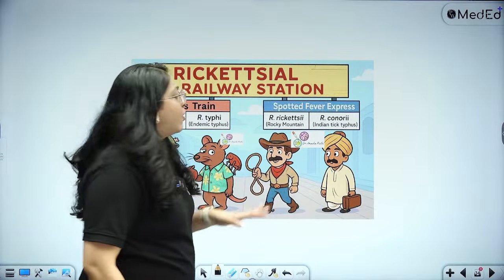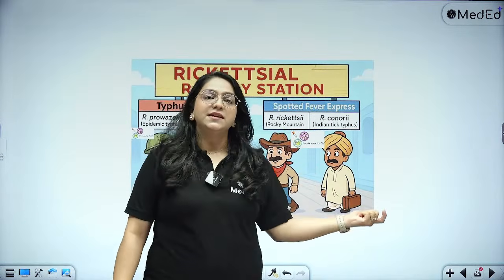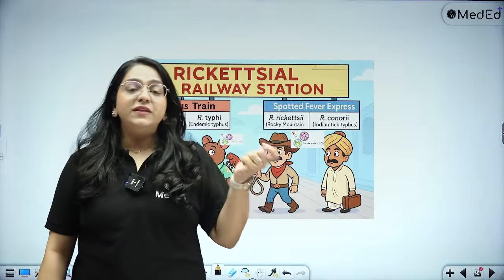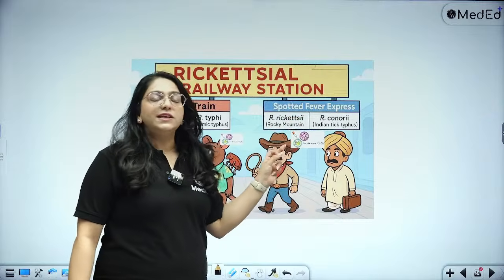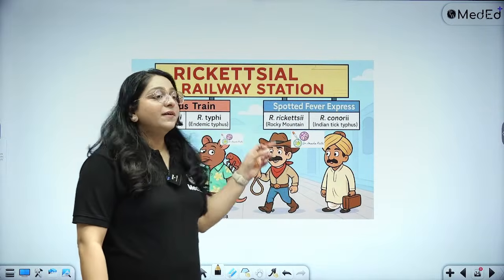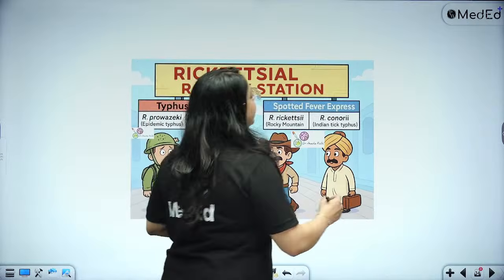Who is there on the spotted fever express? An American guy Rocky and an Indian prince. So both of these are tick transmitted. So on the spotted fever you have Rocky Mountain spotted fever caused by Rickettsia rickettsii. How to remember? Rick spotted tick.